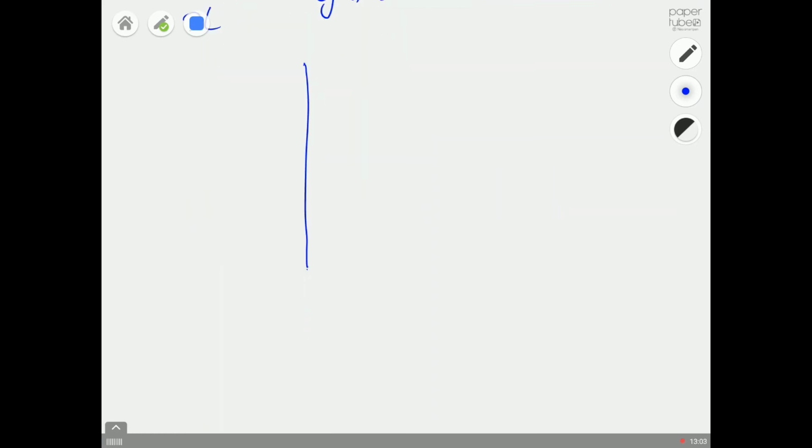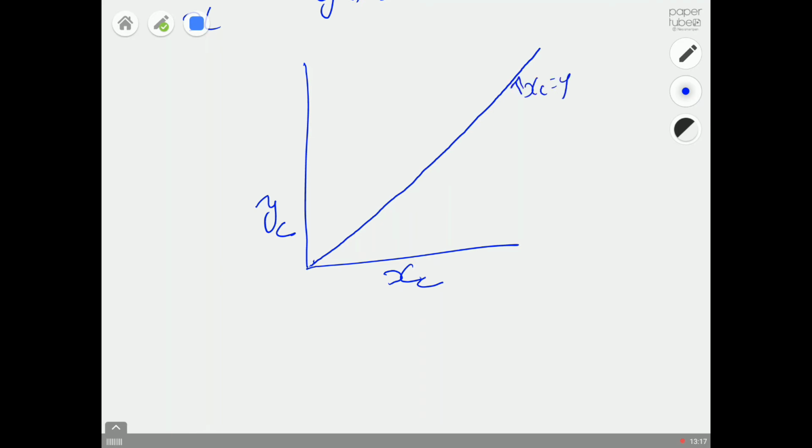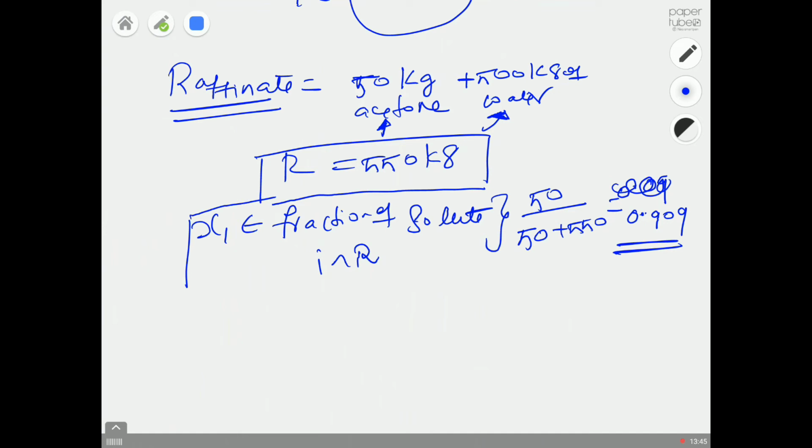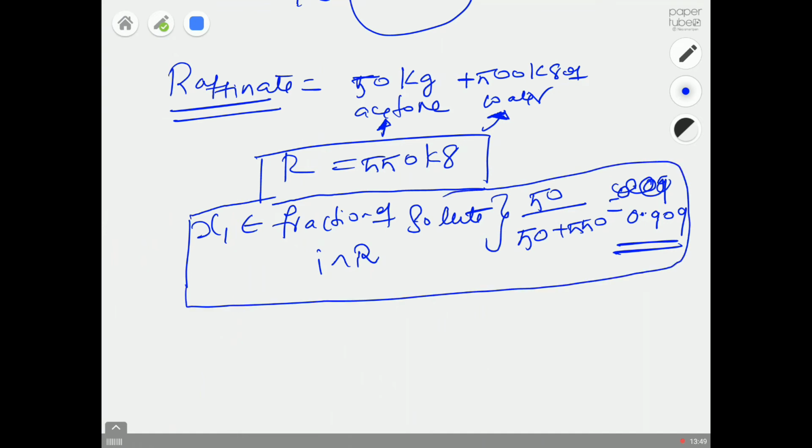So you will get some curve like that, XC versus YC. This is the XC equal to YC line, but your actual equilibrium data will be something like that, somewhere like that. So let me plot it on the Excel sheet for you, so that may be a bit easy for you. We need that graph to calculate the corresponding y1. So let me go to the Excel sheet. That might make this problem a bit easier.